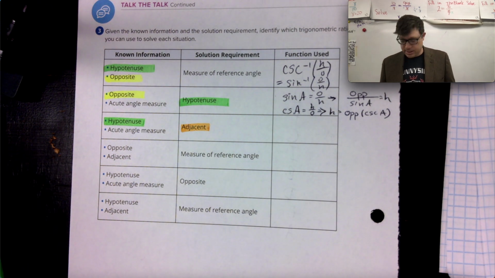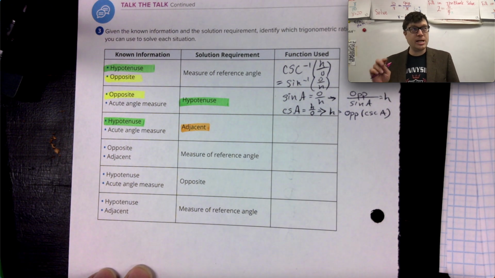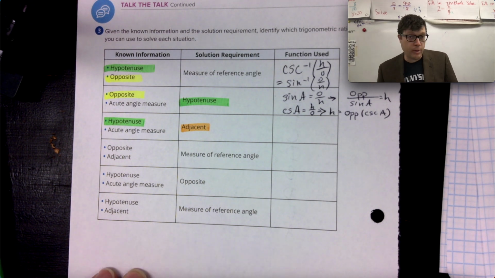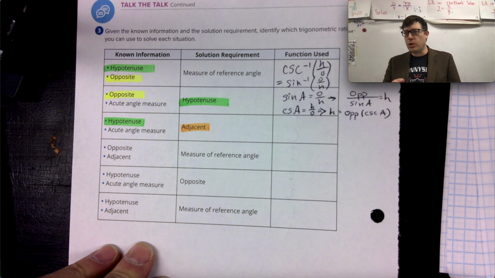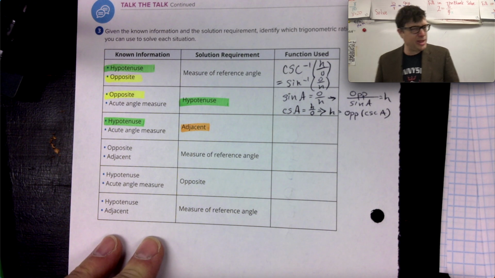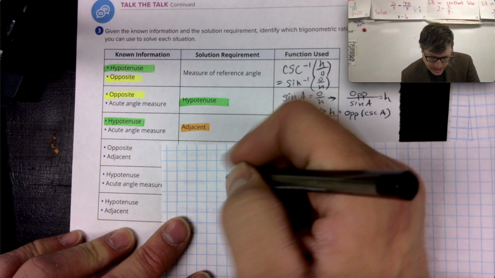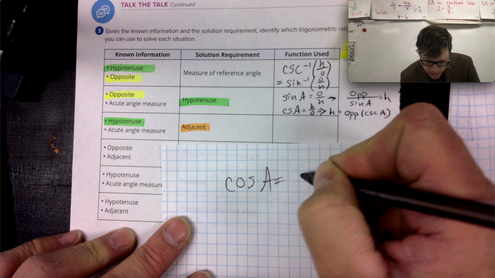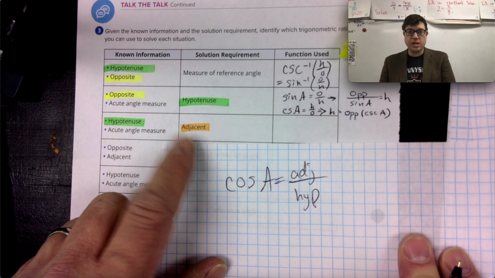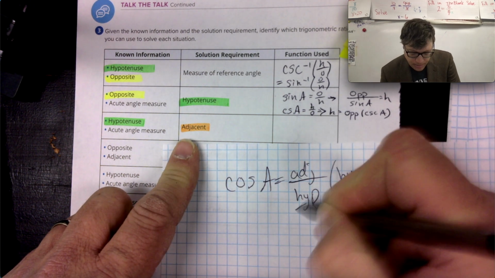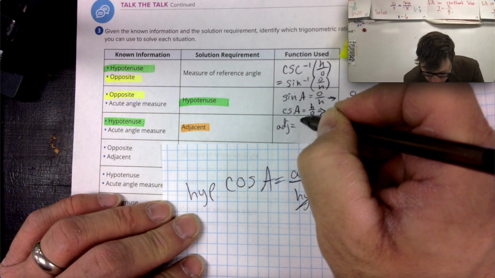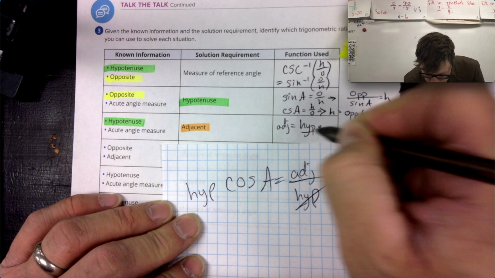And to do that, adjacent and hypotenuse is a cosine ratio or a secant ratio. But because we know the reference angle, it's directly going to be a cosine without the inverse. I'm going to write this on scratch paper for a second. So cosine of the angle is adjacent over hypotenuse. And if we want to solve to find the adjacent side, just multiply both sides by the hypotenuse.